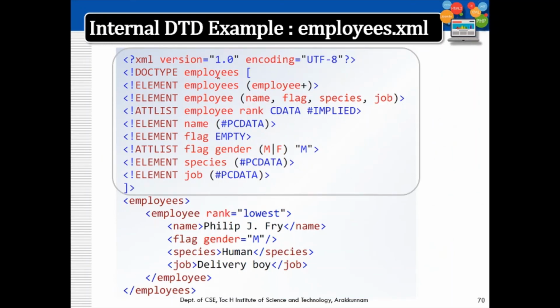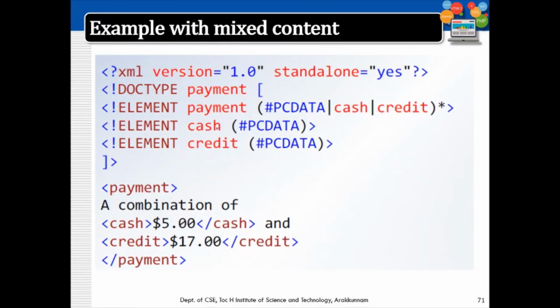This is how it is written as an internal DTD: DOCTYPE employees, square bracket, then all these same contents are written. Finally, close the square bracket and angle bracket. This is just an example which specifies writing this as an internal DTD. That's all. And some more examples.